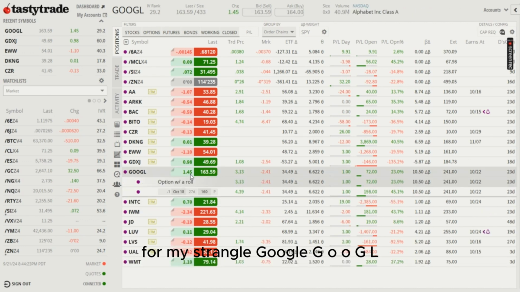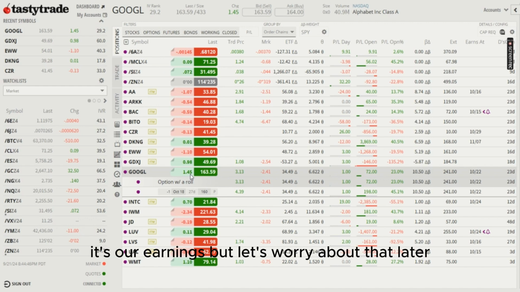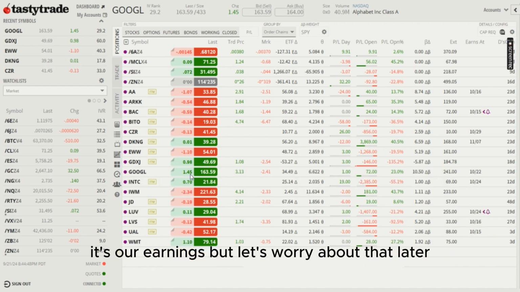Google, GOOGL. This is a 160 naked put. Google has earnings, just letting everyone know, in about a month. So it's a naked put. I'm bullish. I need this thing to move up. I'm hoping to take this off, hopefully by the end of the week. If not, most likely I'll roll it and may just take it in with me. It's earnings, but we'll worry about that later.